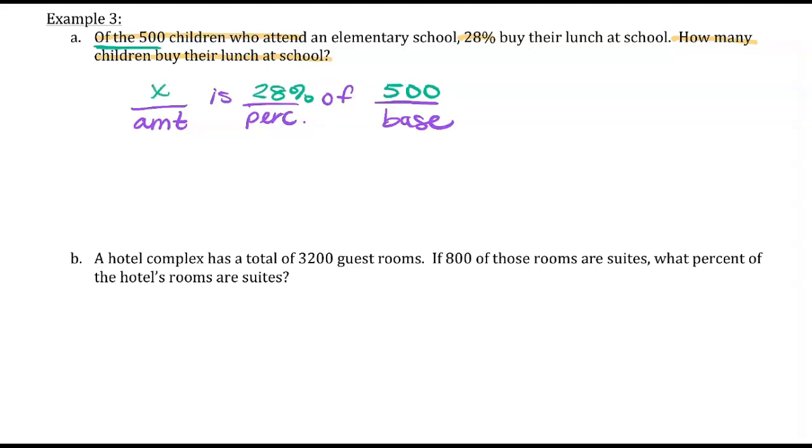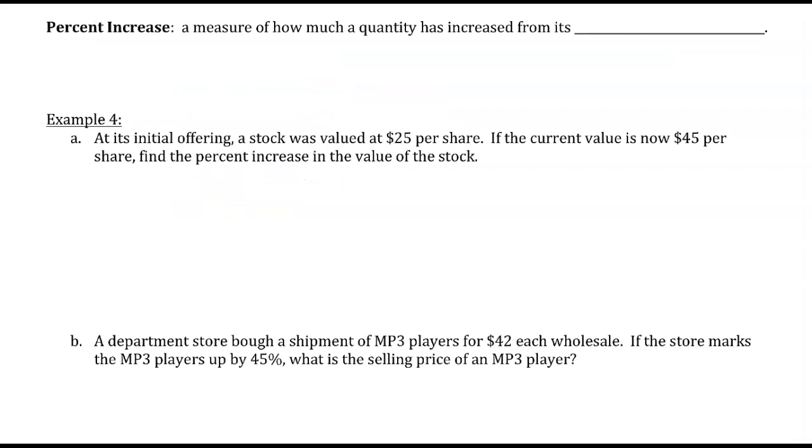Switching this from words to equation, we have x is equal to 0.28 times 500. 0.28 times 500 is 140, so x equals 140. That is, 140 children buy their lunch at school. 28% of 500 is 140. I'll leave part B for you and head on over to percent increase. The percent increase is simply a measure of how much a quantity has increased from its original value.